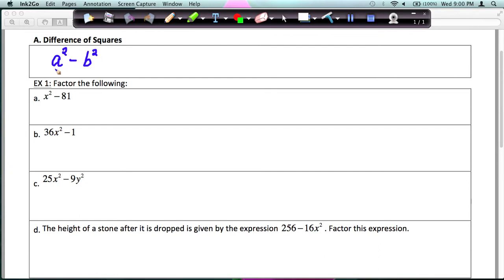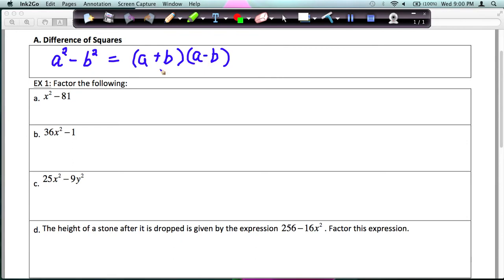That means you have two terms, whether it's a variable or a number, that both can be written as a number or a variable raised to the second power. And the way this factors is you get your parentheses, and it factors to be a plus b times a minus b. So basically your two terms are the same. The only thing that changes is the sign in between.